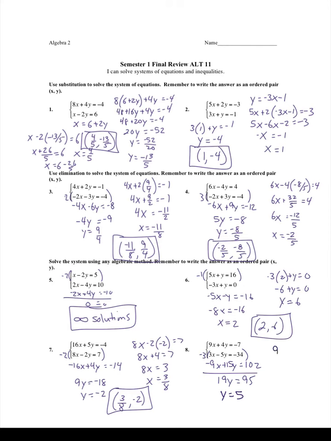We'll plug that back into one of the equations. 9x plus 4 times 5 equals negative 7. 9x plus 20 equals negative 7. Subtract 20, we've got 9x equals negative 27, so x equals negative 3. So our answer is negative 3, comma 5.